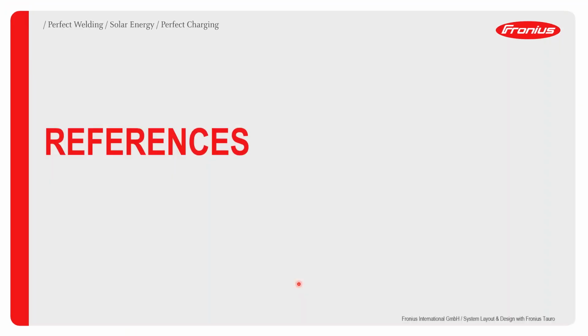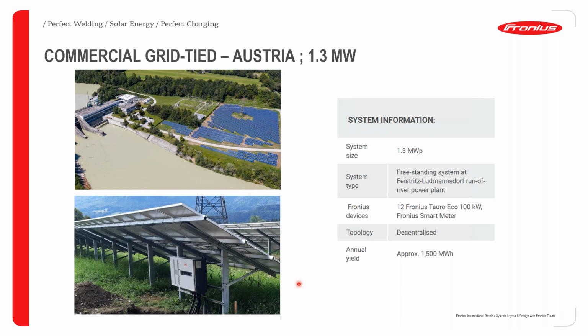Moving on, I just want to run through some references that we have done with the Tauro already. The first reference I want to show you is a 1.3 megawatt installation. This was done in Austria. Why I want to show you this reference is that you can see there are two power plants running in parallel. We've got a hydroelectric power plant over here, and here we've got a solar PV power plant.